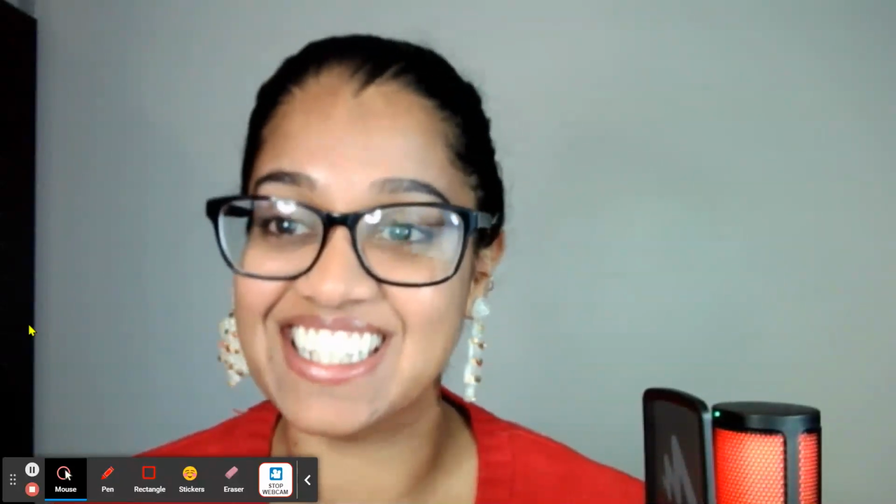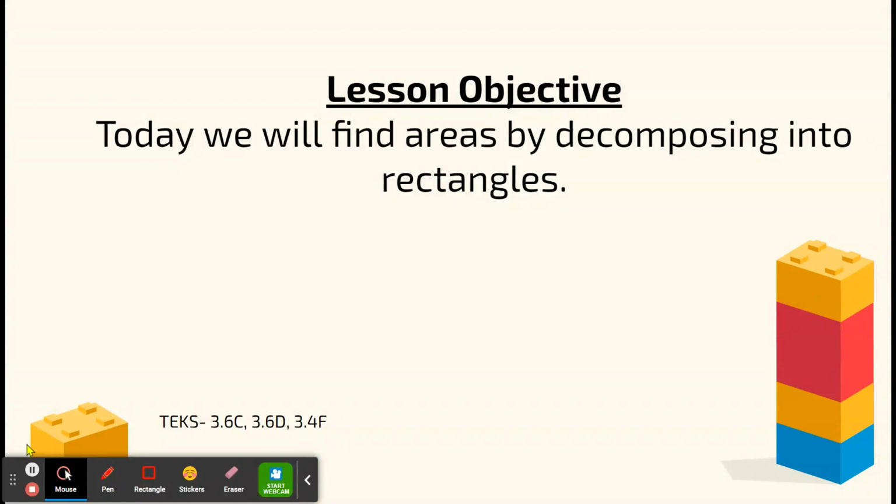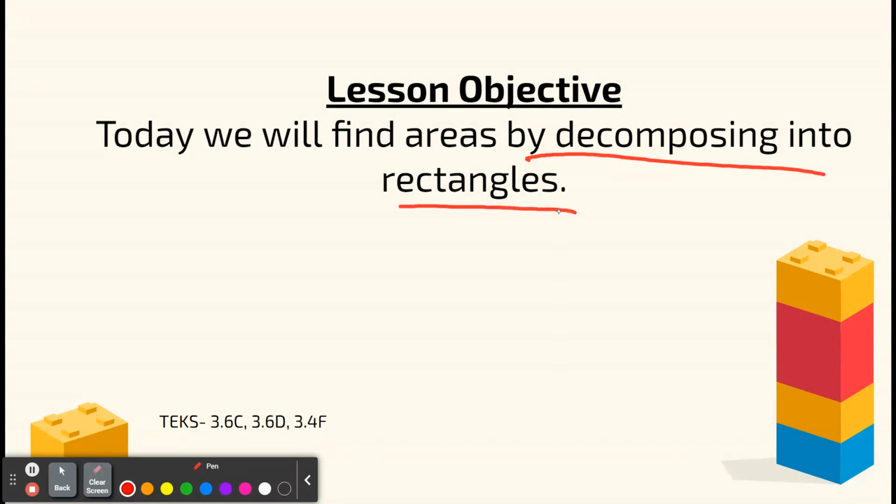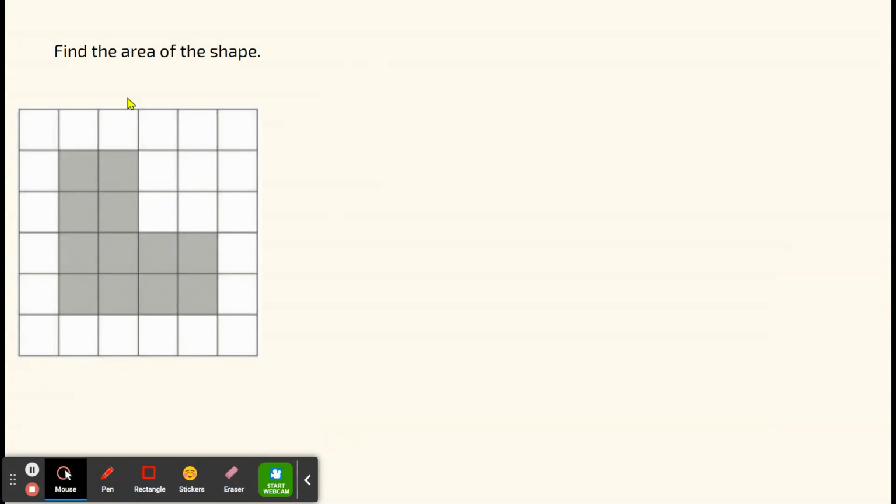Let's go ahead and take a look at today's lesson objective. So today we will find area by decomposing shapes into rectangles. All right, now let's take a look at our shape. So we want to find the area of this shaded shape.